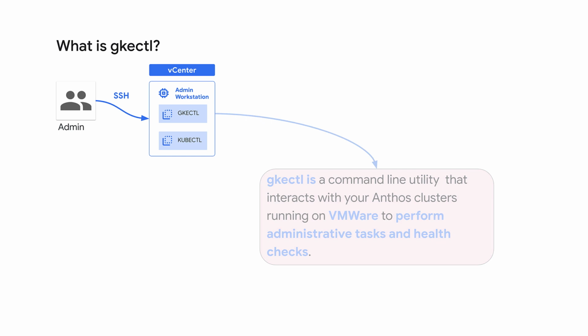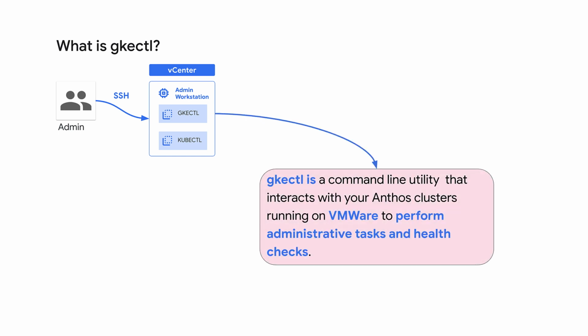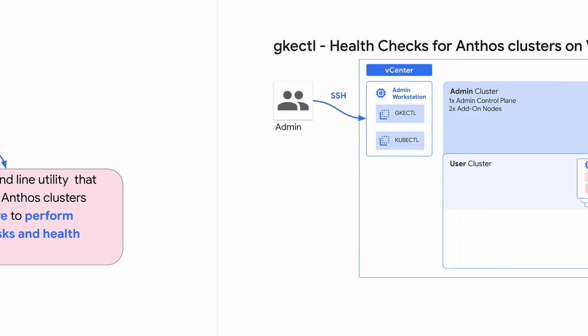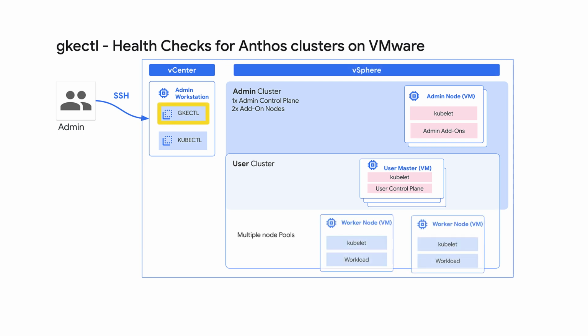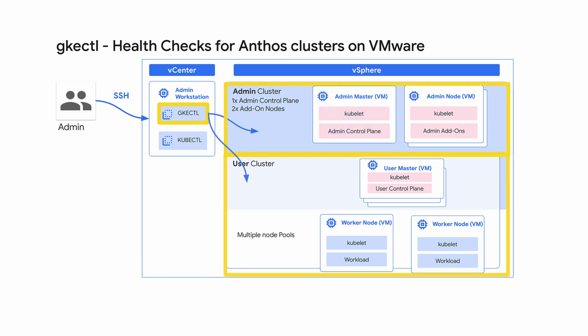Well, this is a command line utility that interacts with your cluster running on VMware to perform administrative tasks and health checks. On VMware, gkectl performs health checks related to vSphere, infrastructure, node pools, load balancers, control plane components, user workloads, and many more components on both Anthos admin and user clusters.